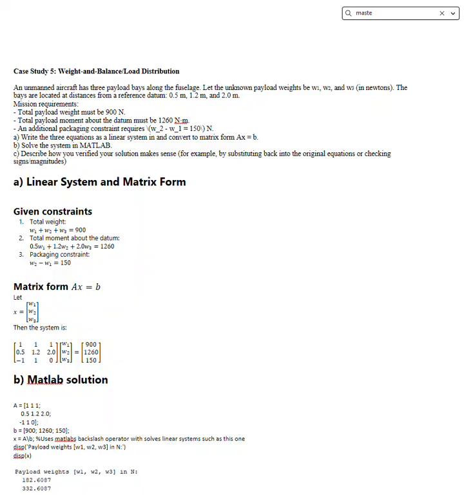I am going to go over case 5 with imbalance load distribution for this week's DQ1 post. So let's get to it.